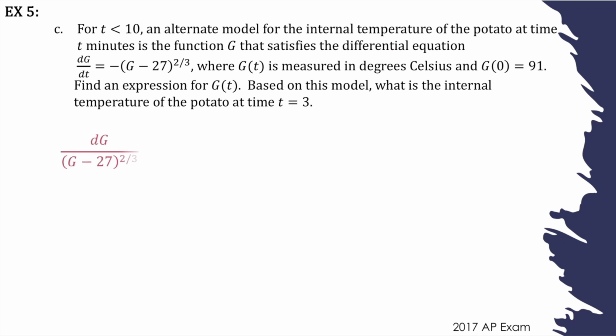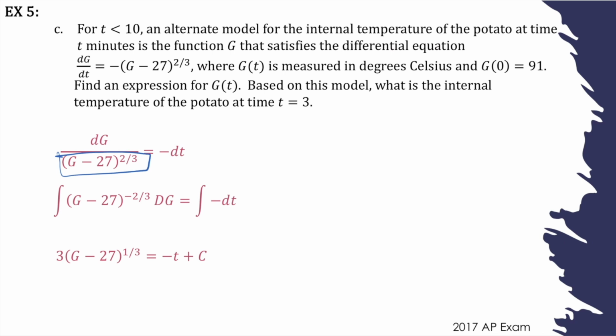All right, so let's just solve this guy. First, we'll do a separation of variables, okay? And then I'm going to rewrite this so we are not in a fraction form. So we've got (g minus 27) to the -2/3 dg, and on the other side we have a negative dt. Take the antiderivative of both sides. We get 3 times (g minus 27) to the 1/3 equals -t plus c.